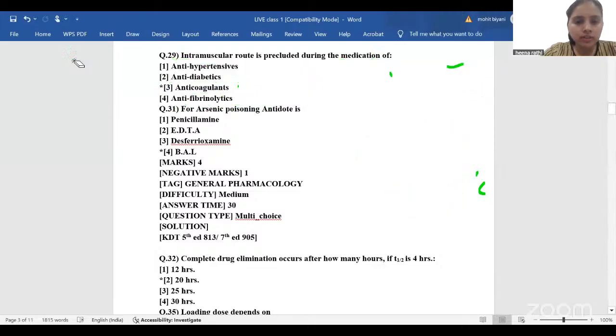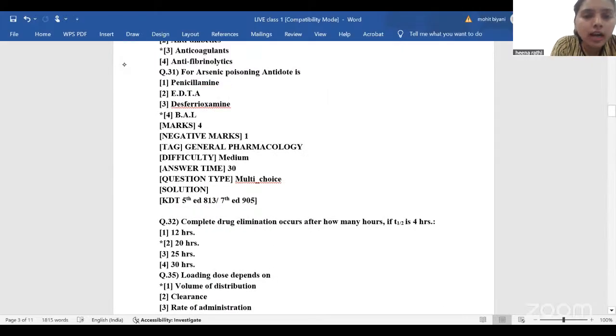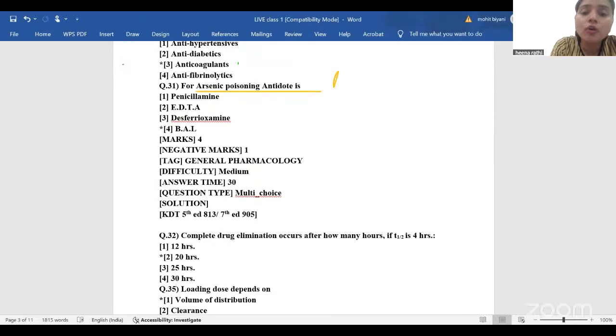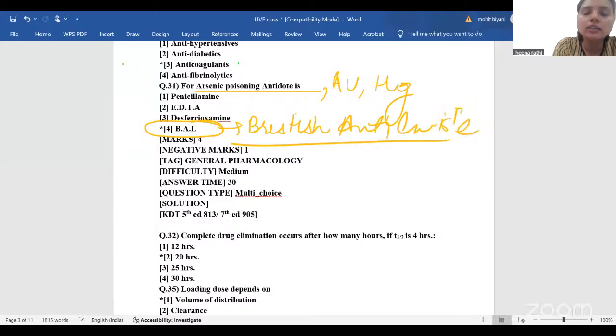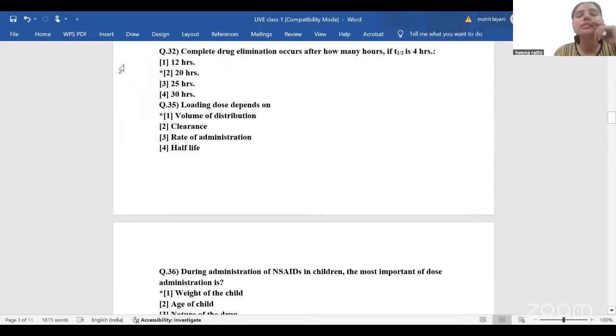So next question is, for arsenic poisoning, what is the antidote? For arsenic poisoning, as well as for gold poisoning and mercury poisoning, for all of them, the antidote is BAL. BAL is British anti-Lewisite. It is the antidote for gold, mercury, and arsenic.